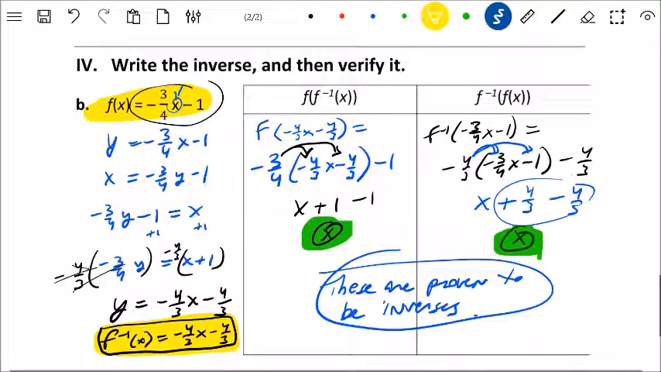Okay, so that is how you make inverse functions and how to prove that they are inverse functions. Hopefully that helped with understanding this and being able to do it correctly. Thank you for watching and listening.